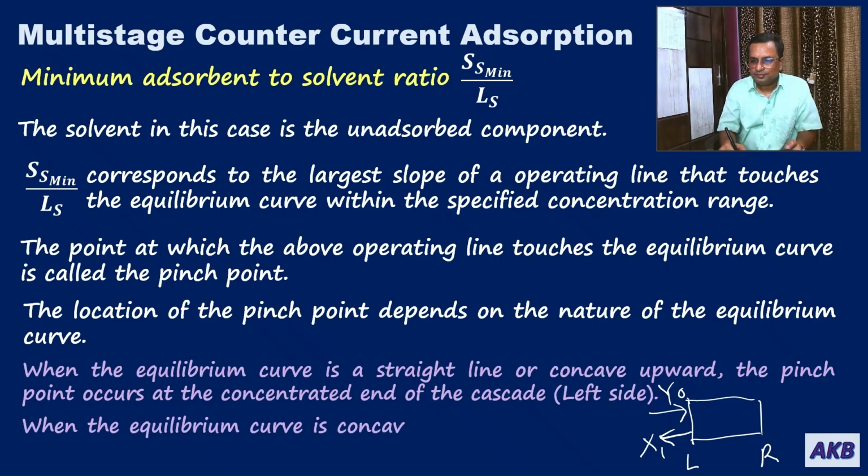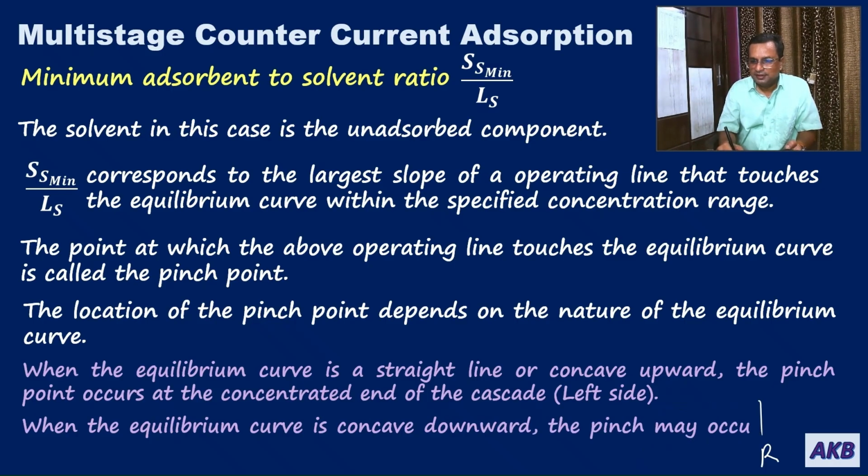Let me erase it. When the equilibrium curve is concave downward, the pinch may occur at the point of tangency. So if the equilibrium curve is concave downward, then the operating line with the largest slope that touches the equilibrium curve would be a tangent. In that case, the pinch point would be the point of tangency. I will show you how the pinch point is located after this.